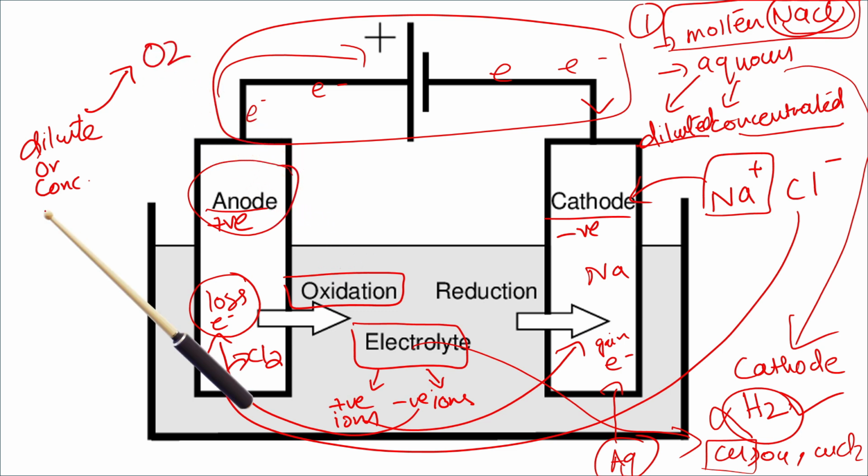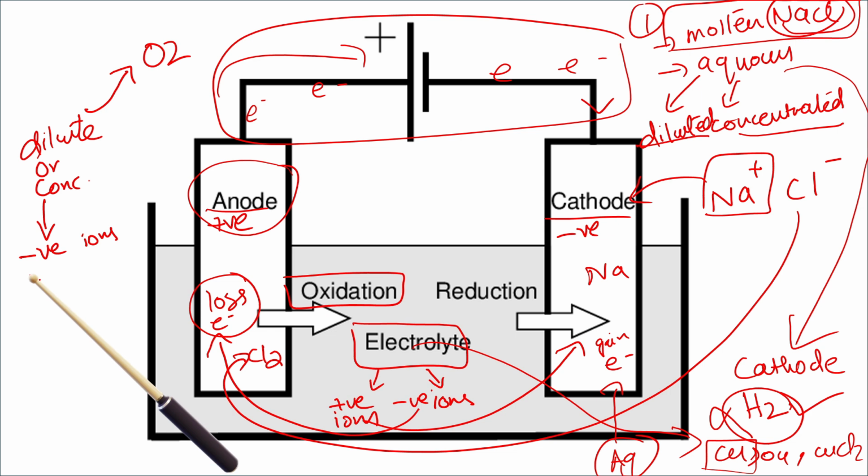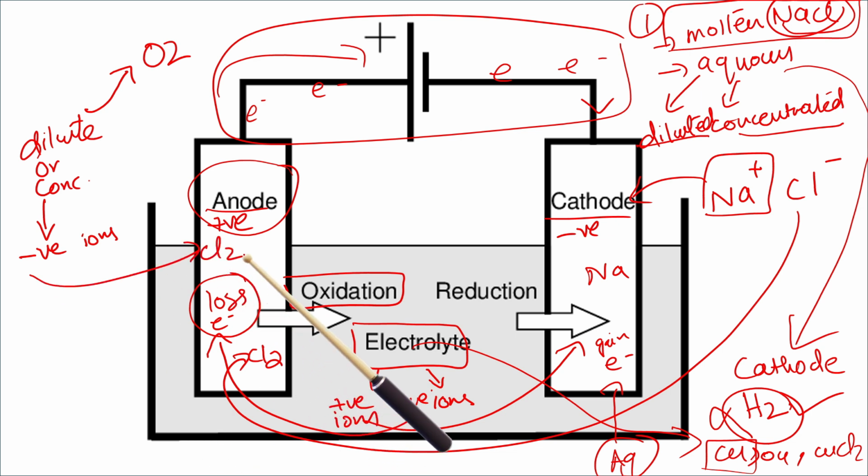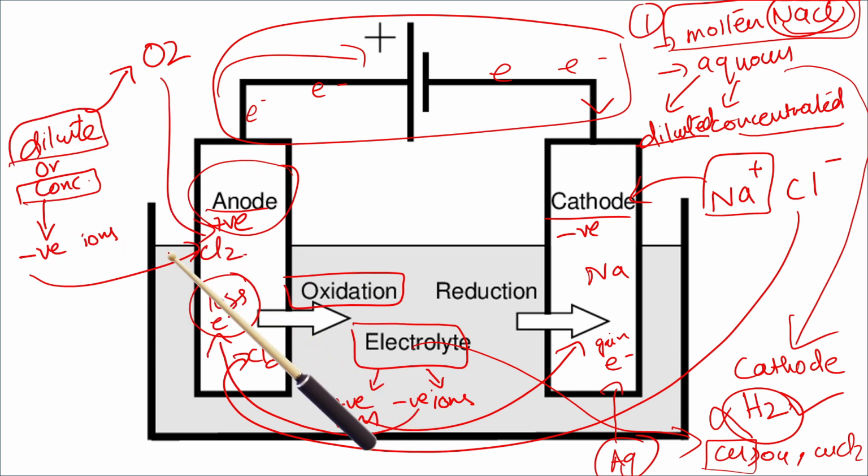Okay, if your solution is concentrated, then of course you will get the electrolyte's negative ions. The negative ion in your electrolyte, for example in NaCl, is of course chlorine, right? So you will get chlorine gas at the anode when it is a concentrated solution. But if it is a dilute solution, you will not get chlorine gas, you will get oxygen. I hope this point is clear to you. Now we can start our questions and it will be more clear when we do them.